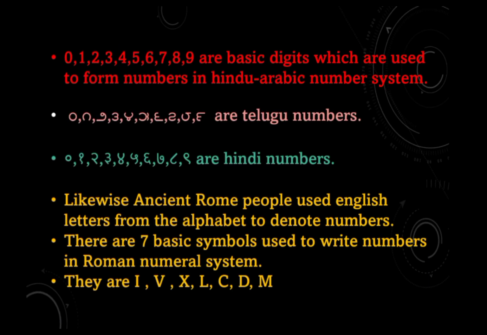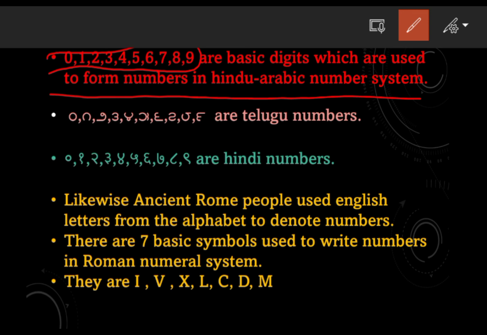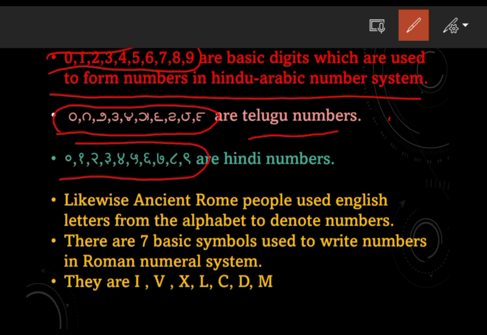0, 1, 2, 3, 4, 5, 6, 7, 8, 9 are the basic digits which are used to form numbers in the Hindu-Arabic number system. So this is the basic number system we are using nowadays. So we are using these symbols only to write numbers, right? Okay? And here we have some symbols. Can you see those symbols? These are the symbols of 0 to 9 which are used as Telugu numbers. It means in the Telugu language we are using these symbols to write 1, 2, 3, 4, etc. And these are the symbols which are used in the Hindi language.